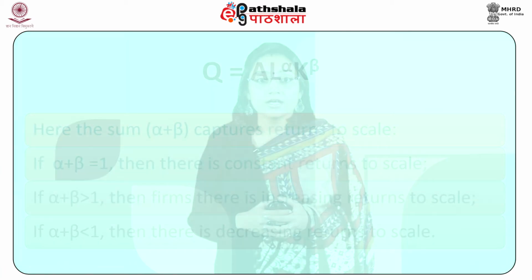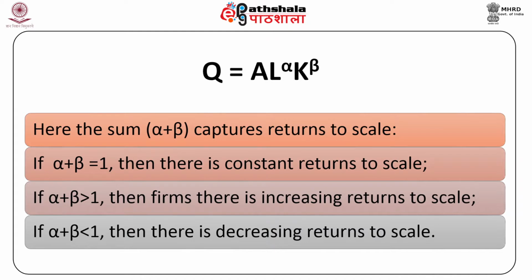To demonstrate this principle, let us introduce the Cobb-Douglas production function, one of the most frequently used production functions in economics. Q is equal to A into L to the power alpha into K to the power beta. Here, the sum alpha plus beta captures the returns to scale. If alpha plus beta is equal to 1, then there will be constant returns to scale. If alpha plus beta is greater than 1, then the firm will be experiencing increasing returns to scale. And when alpha plus beta is less than 1, then there will be decreasing returns to scale.